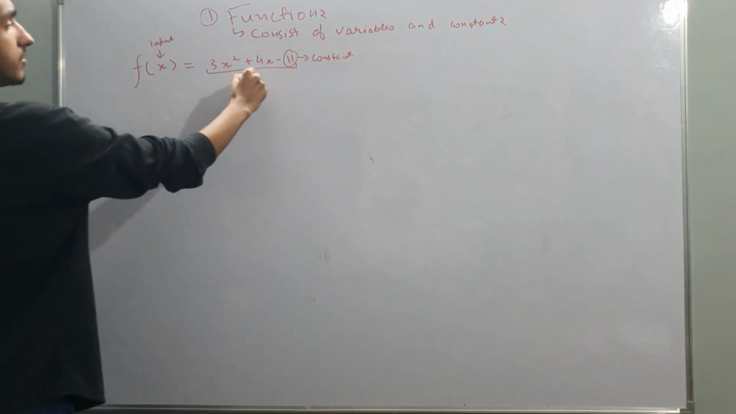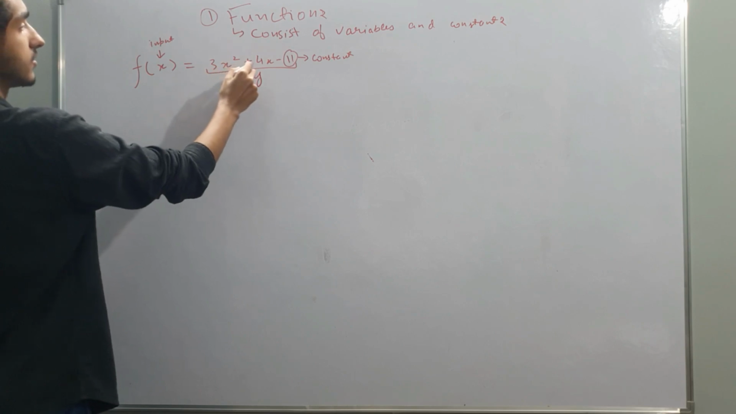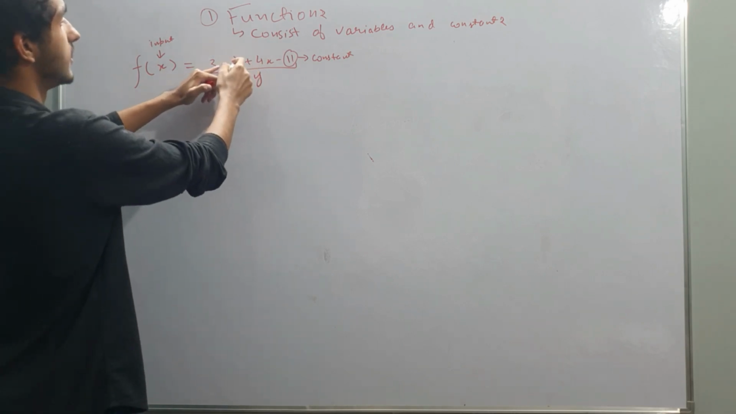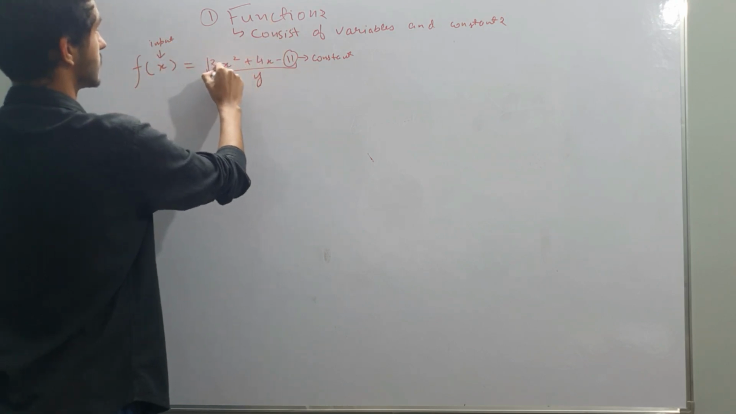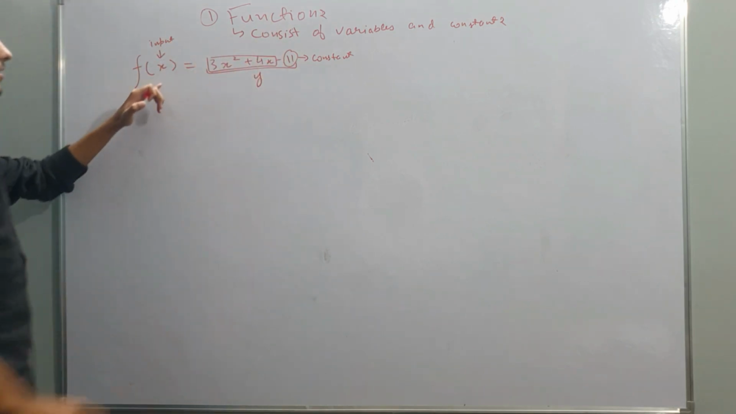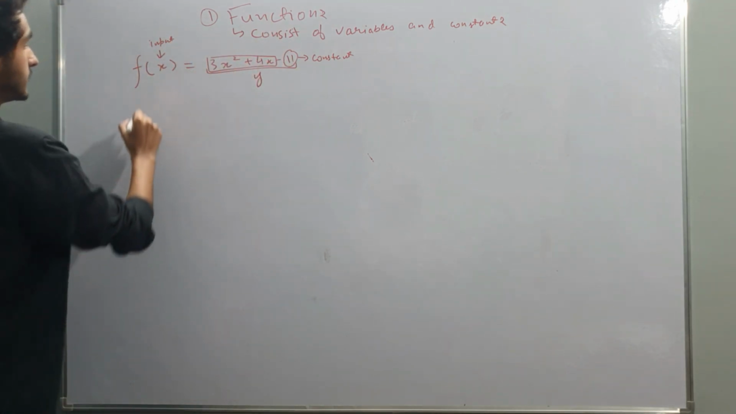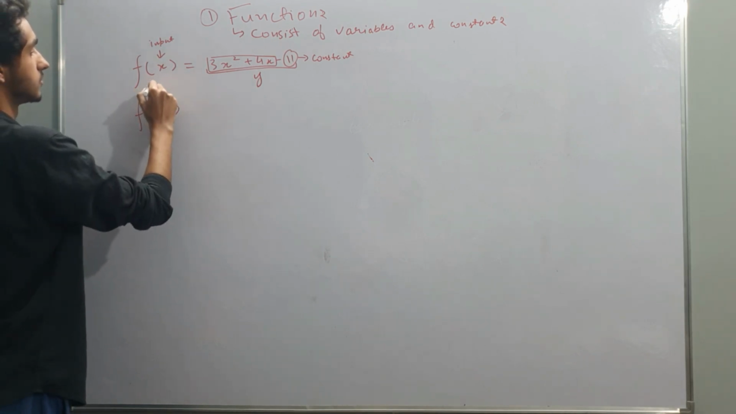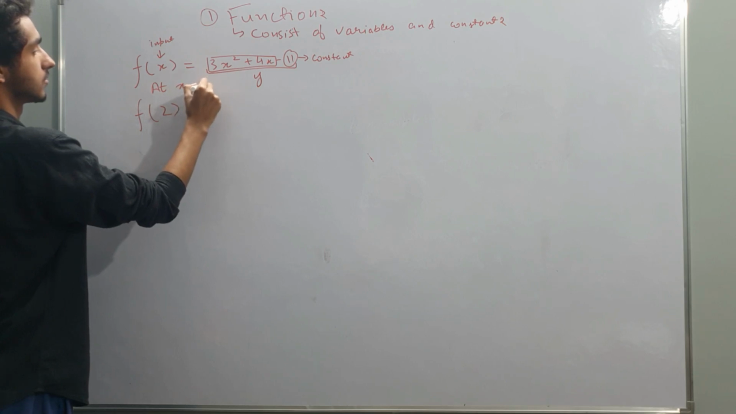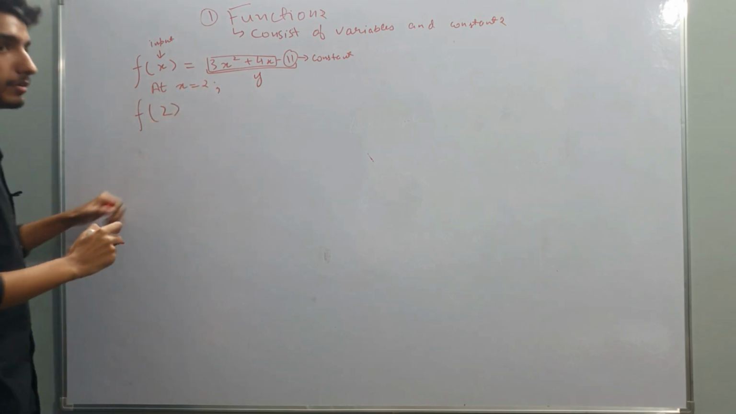That means this whole is y, and as x square and x, basically x is a variable, that means this value is going to change for any value of x which you plug in. That means at x is equal to 2, and this is how we denote.